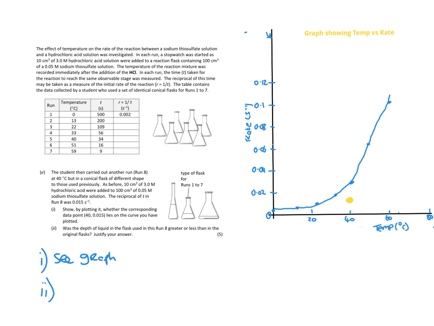Then part 2, it says, was the depth of the liquid in the flask used in run 8 greater or less than the original flasks? And you have to justify your answer. So the answer is that the depth of the liquid in the flask was less, and that is because it took longer for the precipitate to obscure the red X. So we can see here that it took longer for the precipitate to obscure the red X, and that means that the depth must be less because there is, let's say, more of a surface area that needs to be obscured, so it would take slightly longer for that to happen.